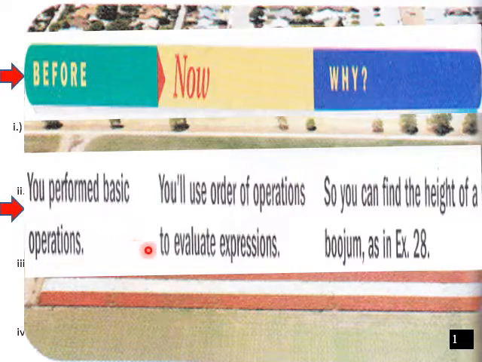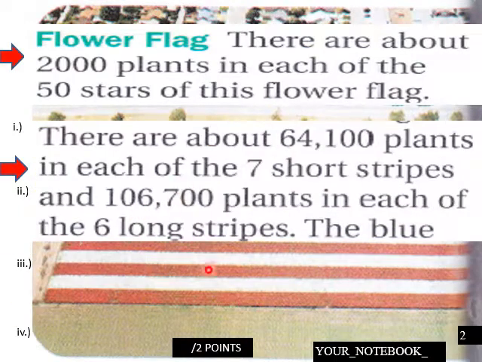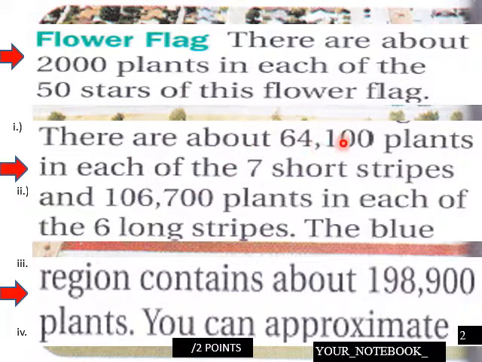Before you perform basic operations, you'll use order of operations to evaluate expressions. So we're going to find out which order of operations we use. This is for your notebook, students, page 2 of your notebook. Write this. This is a word problem we're going to do in this lesson here. And take note of the amount of plants that we have, 7 short strips. We're going to make this flag down here with plants. So the numbering here is really the important part of it.